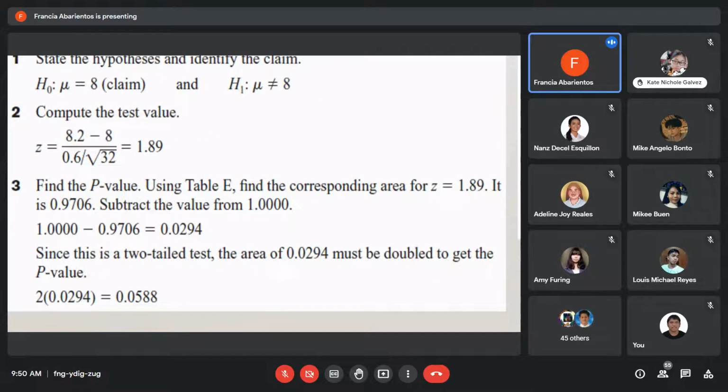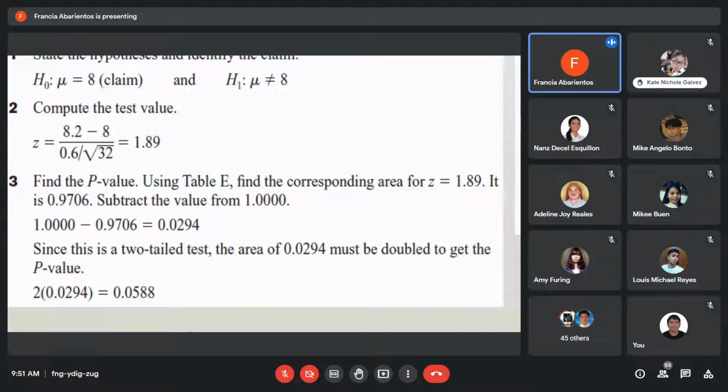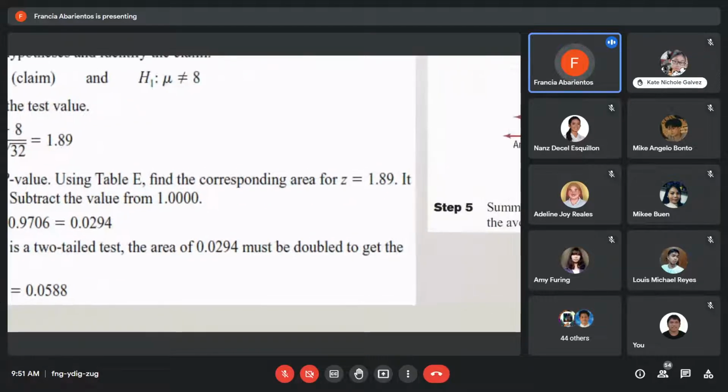Ayan. We have now here, pakakuha mo ng z-value natin, class. Pupuntahan mo naman doon, 0.97. We need to subtract because this is a two-tailed test. Okay? Subtract ulit natin siya. So, 1 minus the value, so this is now 0.0294. Since this is a two-tailed test, the area of 0.0294 must be doubled to get the p-value. Ayan. So, hindi na siya dinivide, but you need to multiply it. Okay? So, that is now your p-value.